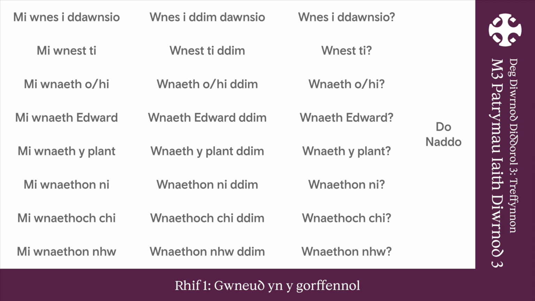The word gwneud in the past tense can then be made into a table like this. Mi wnes i ddarllen. Wnes i ddim darllen. Wnes i ddarllen? Mi wnes ti. Wnes ti ddim. Wnes ti? Mi wnaeth o. Mi wnaeth hi. Wnaeth o ddim. Wnaeth hi ddim. Wnaeth o. Wnaeth hi. Mi wnaeth Edward. Mi wnaeth y plant. Wnaeth Edward ddim. Wnaeth y plant ddim. Wnaeth Edward. Wnaeth y plant.